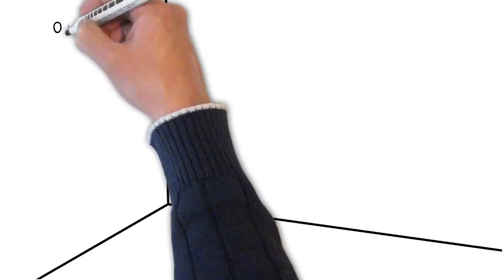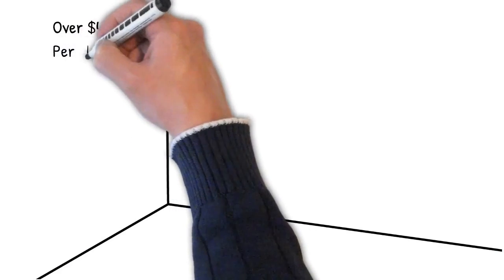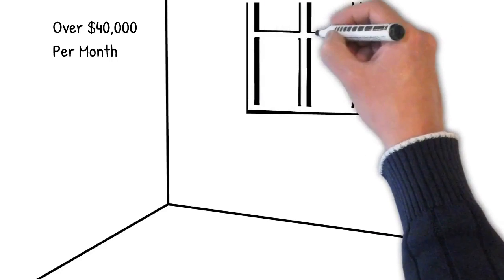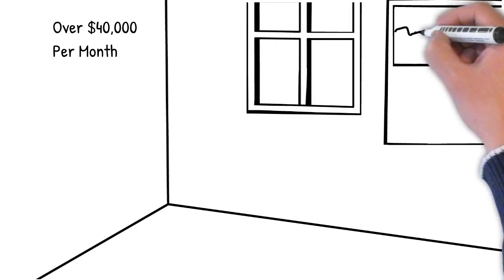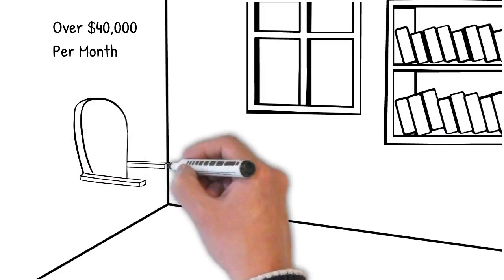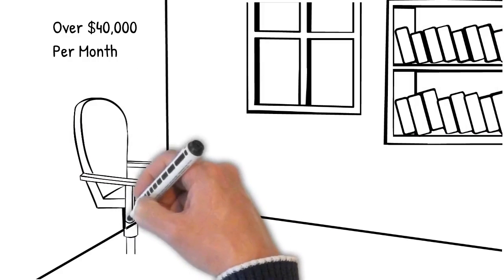You are about to discover how you can start making over $40,000 a month with a tiny one-time out-of-pocket of about 25 bucks to get started. You're going to learn about the future of internet marketing and making money online.